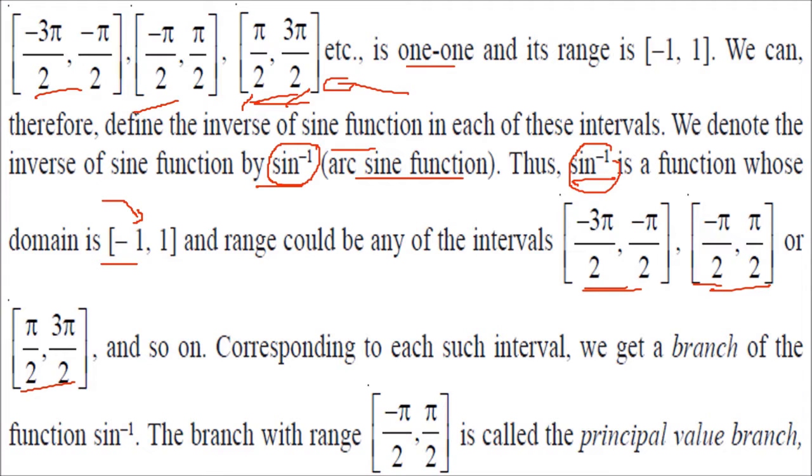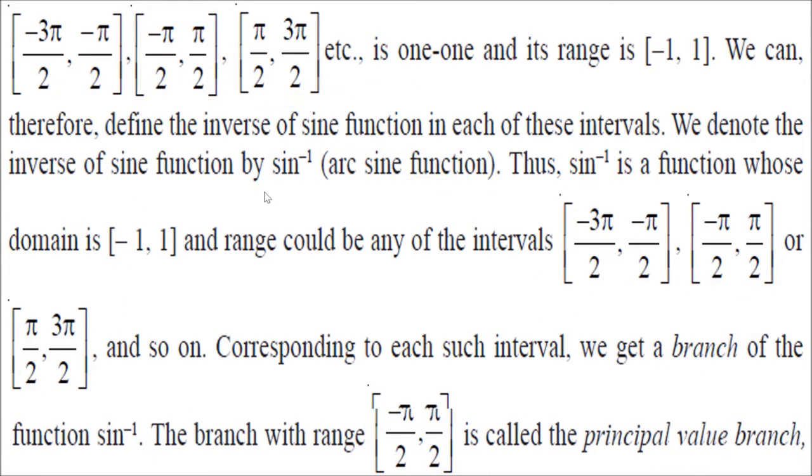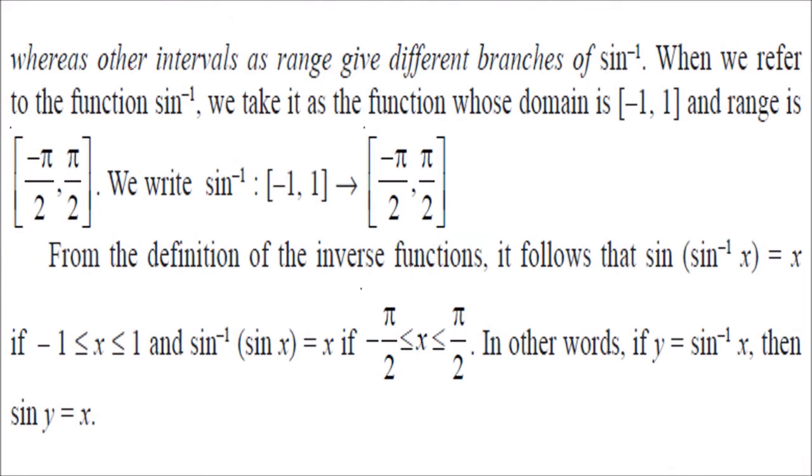For each interval we get a branch. This is a branch, this is a branch, and you'll see in the diagram. The branch corresponding to this range is called the principal value branch. The other intervals are also branches of sine inverse, I am not denying it, but for computation purposes we'll take this as the principal branch.